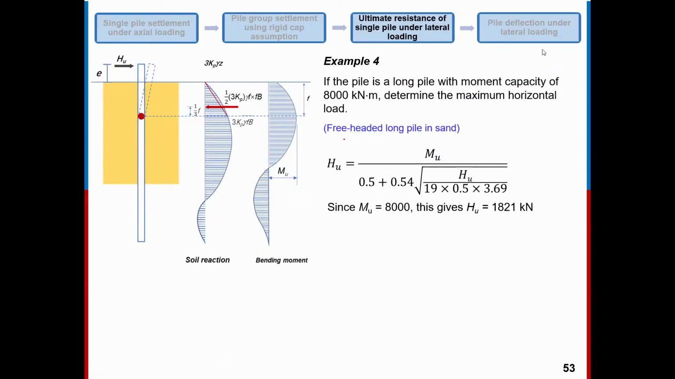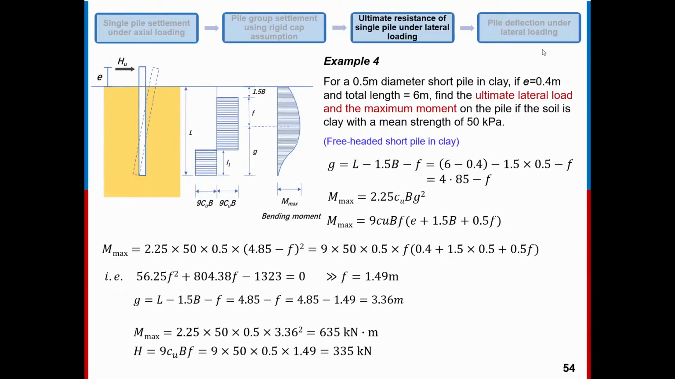So for this one, we get the free head, the long pile, the sand. This is more simple, because Mu actually has already been given here. We use Mu to calculate Hu, right? Only one hinge occurs here. And for this example, you can go through by yourself actually.